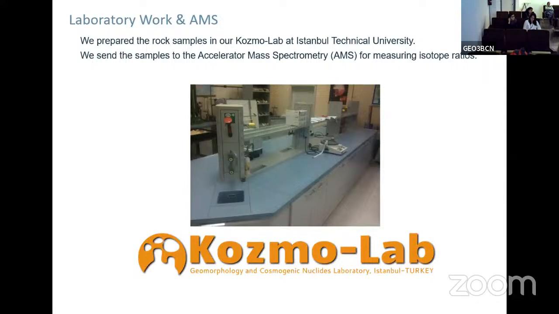So we have a lab in Istanbul. My colleague, my ex-student actually, runs this lab. It's a preparation lab. We prepare the samples for chlorine-36, but also for beryllium-10. It's a delicate procedure. Then you send this to AMS, accelerator mass spectrometry, to count the atoms in it, and then you calculate the age.